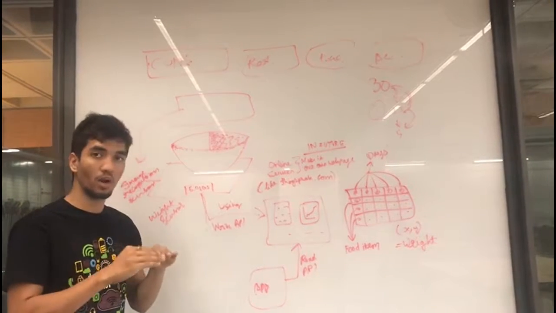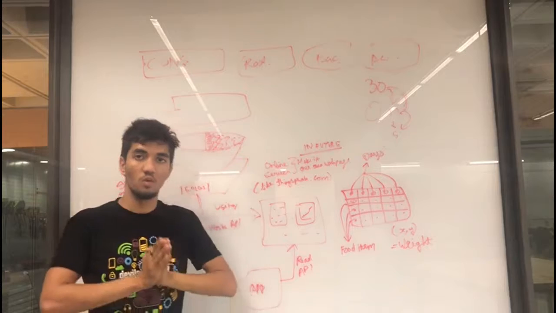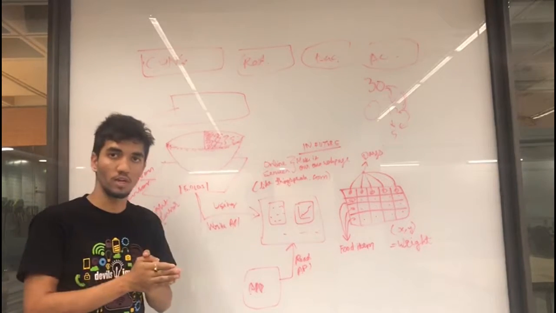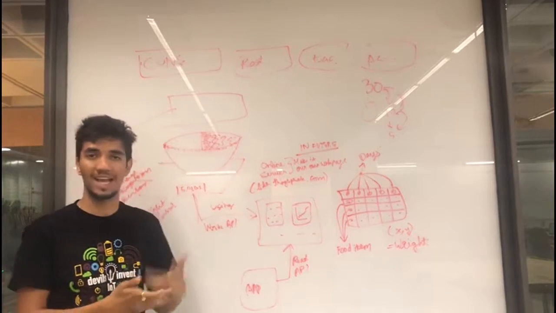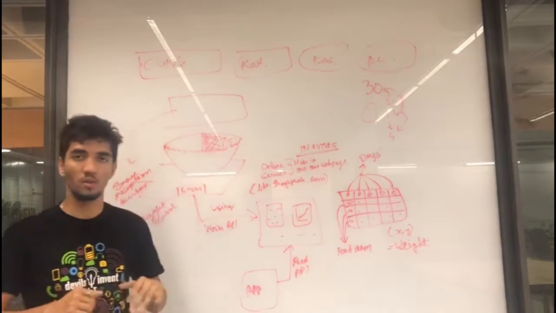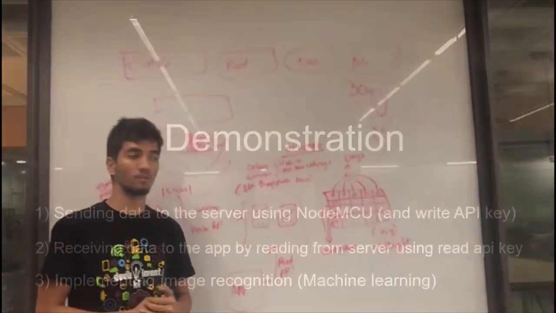Alright? And one last thing I'm going to talk about is how this food wastage, which we are trying to solve right now, helps us save so many other resources, like water, gas, and electricity, all the resources that are used to make food. Alright?